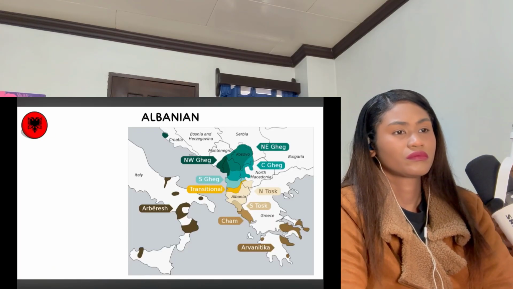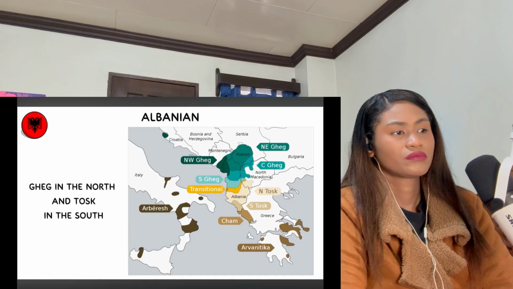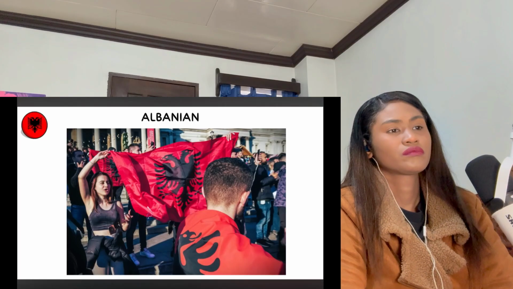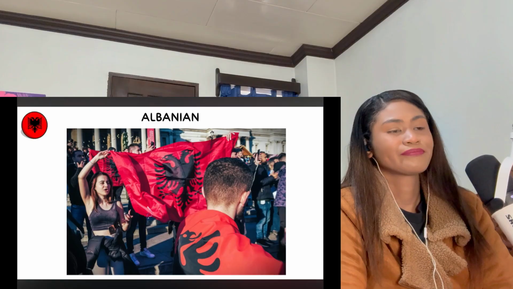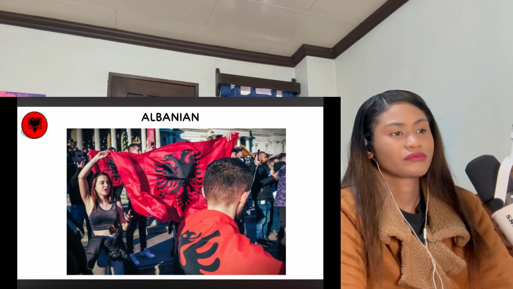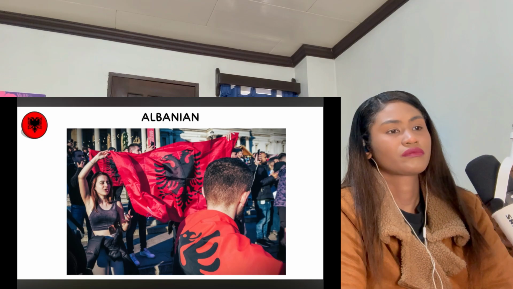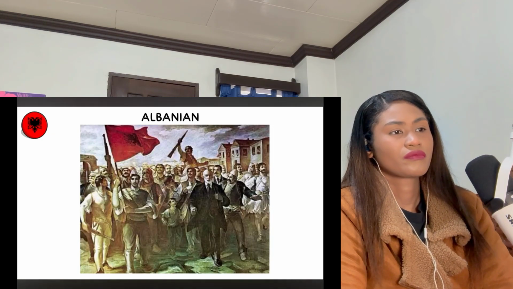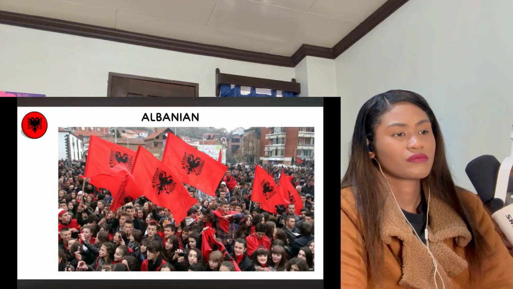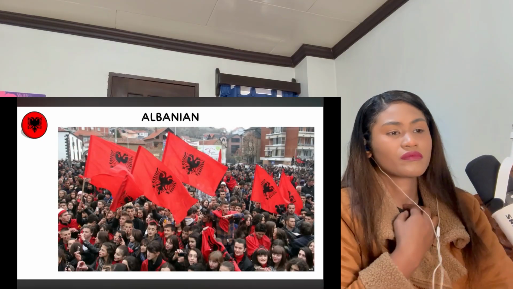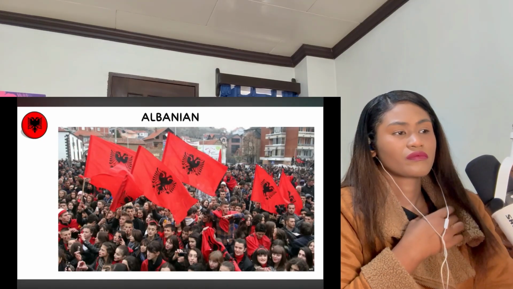Albanian has two major dialects, Geg in the north and Tosk in the south, with the latter forming the basis of the standard language. Despite centuries of foreign domination under the Ottoman and other empires, Albanian endured as a strong marker of cultural identity and nationalist pride. In the 19th and 20th centuries, the language became a rallying point for independence movements. Today it continues to thrive, uniting Albanians across national borders while maintaining its distinct linguistic heritage.